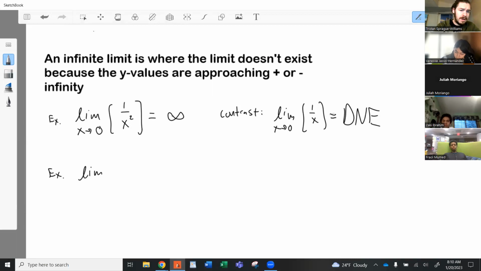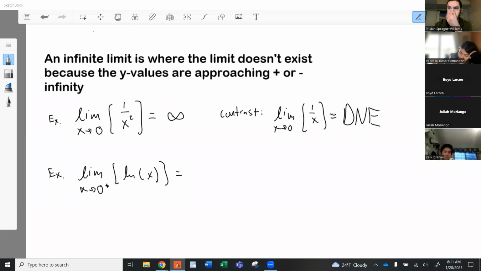The limit as x approaches 0, specifically from the right-hand side, of the natural log of x is an interesting one. What happens if you evaluate the natural log of 0? What is the natural log of 0? Kind of a trick question, right? Anyone remember the natural log of 0? Isn't it undefined? It is undefined. Yeah. Natural log of 0 is undefined.